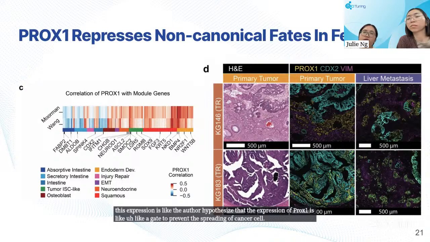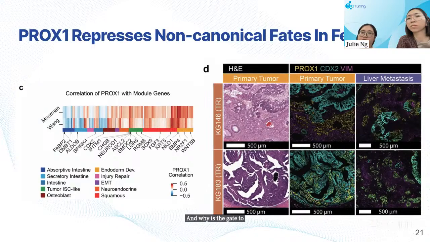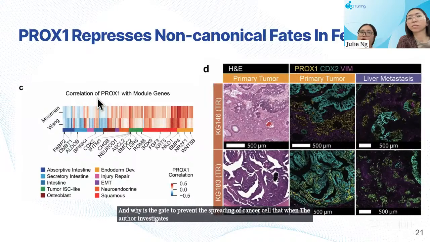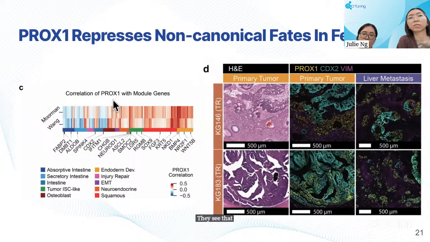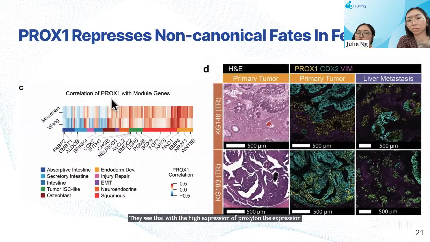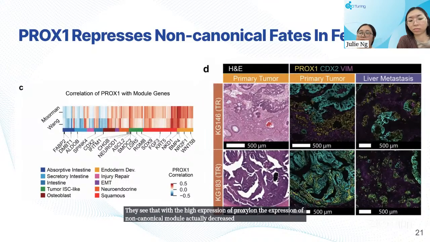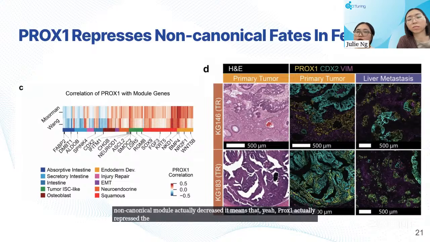And why is it a gate to prevent the spreading of cancer cells? When the author investigated the correlation of PROX1 with other canonical module genes, they saw that with high expression of PROX1, the expression of the non-canonical module actually decreases. It means that PROX1 actually represses the non-canonical fate in the primary tumor site.